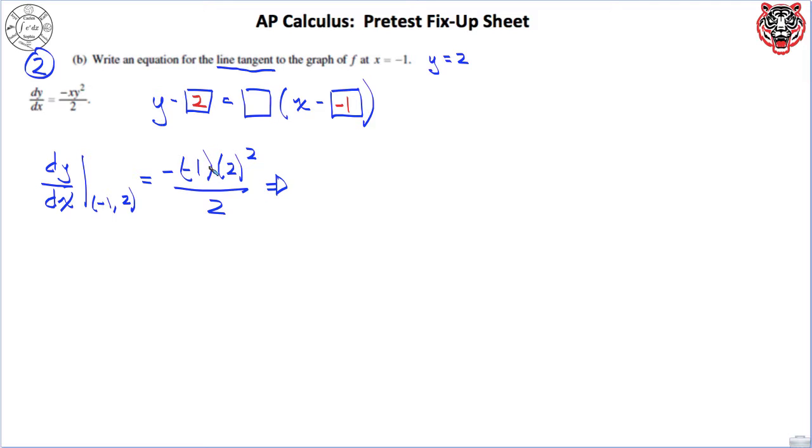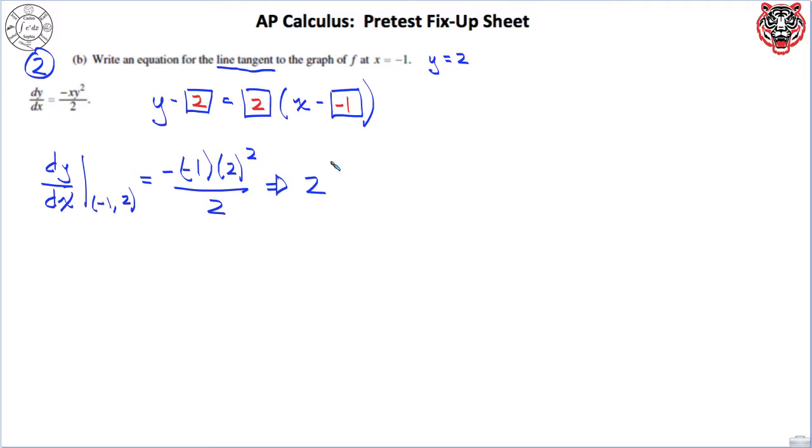Negative 1 is a positive, so don't worry about any of that. It's irrelevant. 2 squared is 4. 4 divided by 2 is 2. So we have our slope is 2. It was only asking for the line tangent, and we have that tangent line. It is this equation. So I'm going to evaluate this one as 2 points.